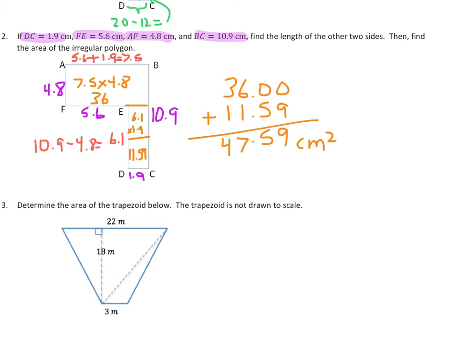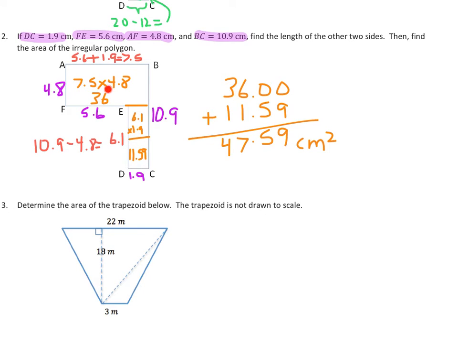For question 2, I still cut it the same way. You can cut it this way if you'd like. But to find my missing side, which was E to D, that would be taking the B to C minus the A to F, which would leave us 6.1. And to find my A to B would be to add F to E and D to C, which is 5.6 plus 1.9, giving us 7.5.